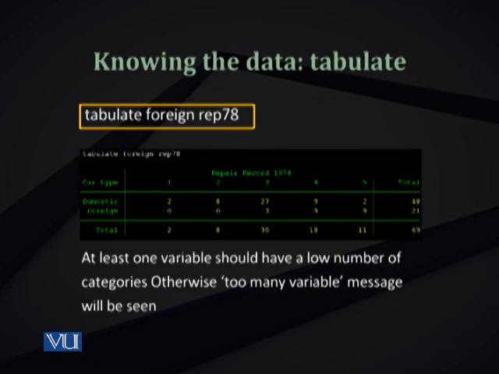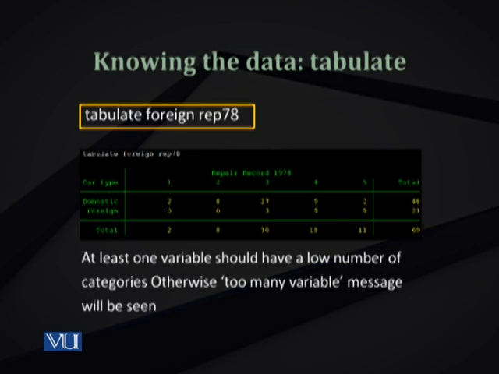For example, the first value is 2, which means for repair record of 1 and for domestic cars, you have 2 observations. So you have 2 cars which were repaired once in 1978 and they are local cars. And 0 below that means that there was no imported car which was repaired only once. Rather, if you look at this next column, there was no imported car which was repaired twice. So there are 3, 9 and 9 imported cars that were repaired 3 times or 4 times or 5 times.